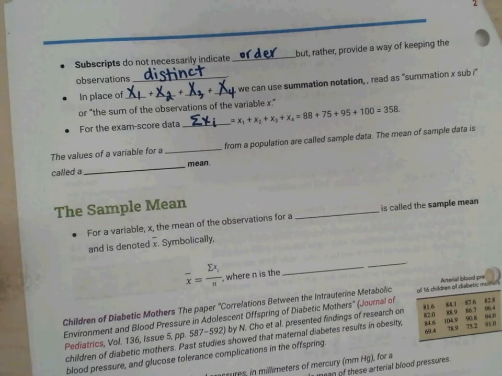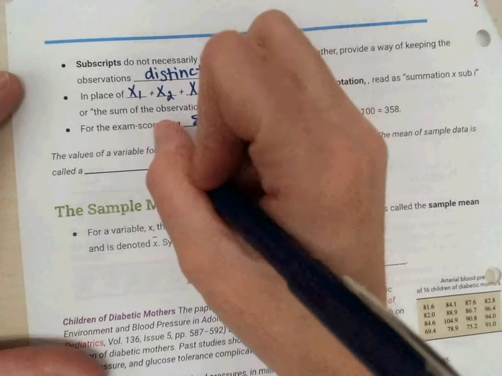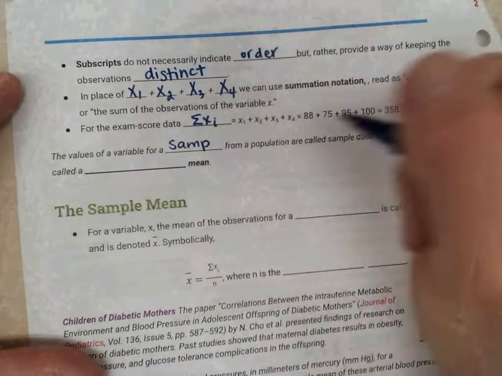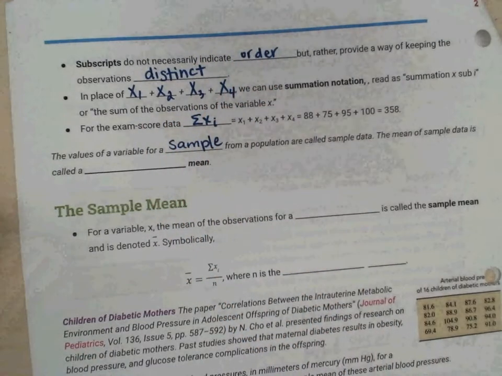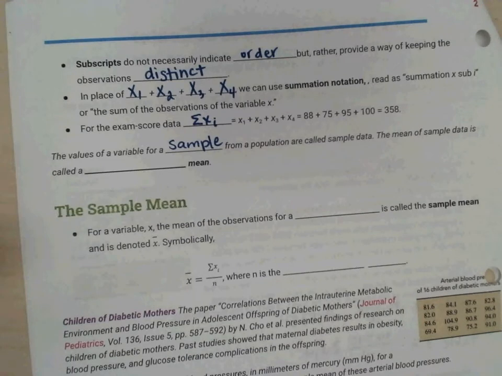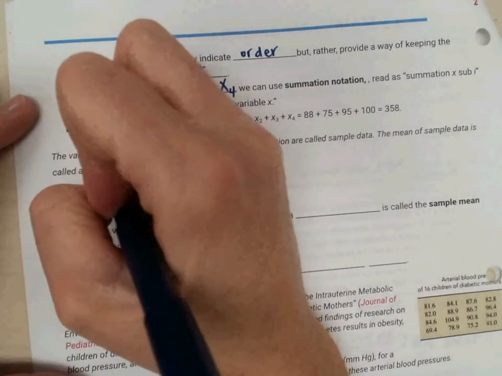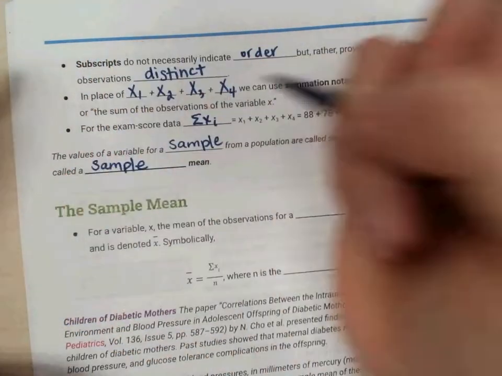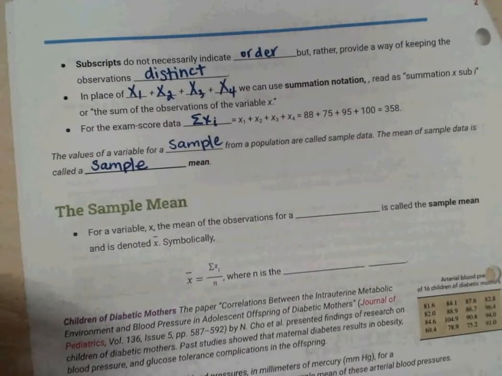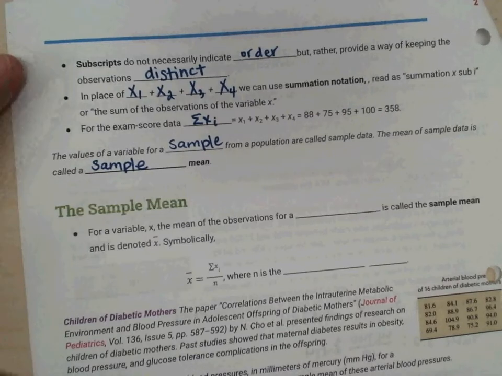The values of a variable for a sample from the population are called sample data. The mean of sample data is called a sample mean. Y'all are on it. Somebody had their coffee this morning. Or water. Water actually helps wake you up too.